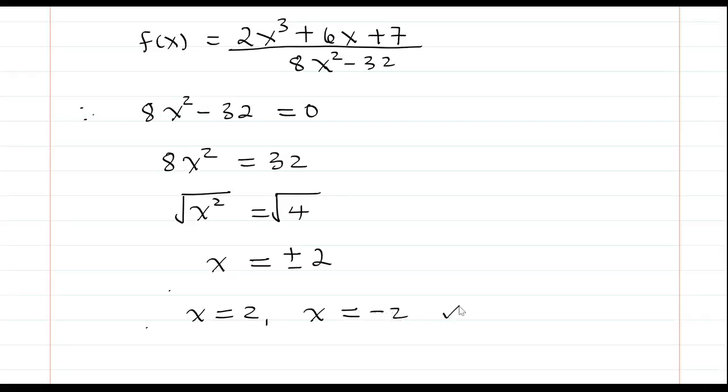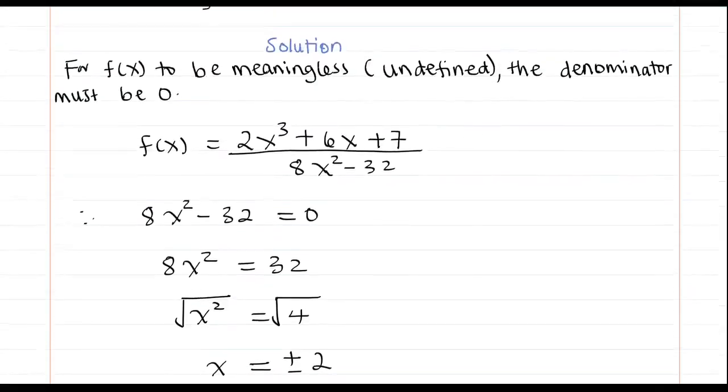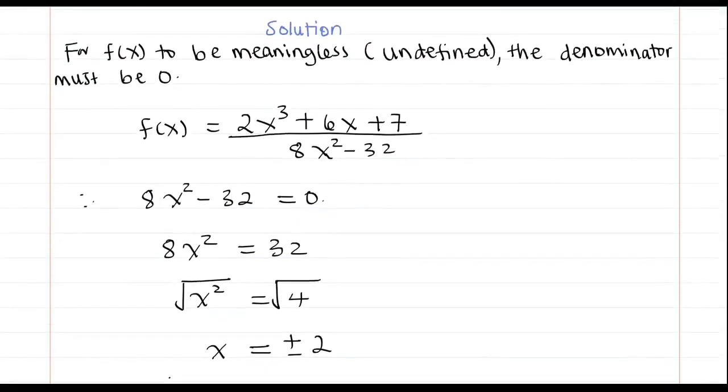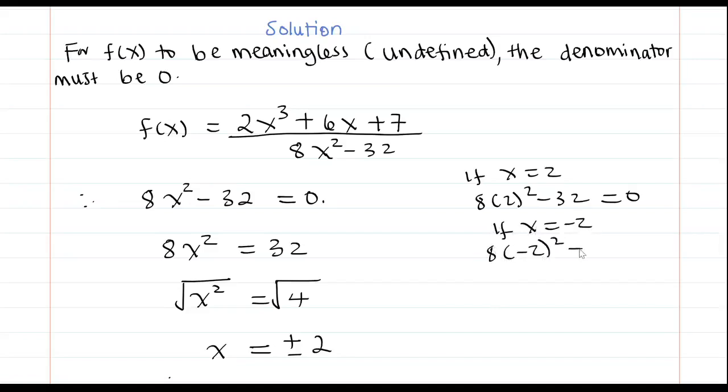These are the values of x that make this function meaningless, because if we substitute for them here, if we substitute 2 here, 2 squared is 4, 4 times 8 is 32, 32 minus 32 gives us 0. That is, if x is 2, the denominator is 8 into 2 squared minus 32, and that gives us 0. If x is negative 2, then still we shall have 8 into negative 2 squared minus 32. Still, this becomes positive 4 times 8, 32 minus 32 is 0.